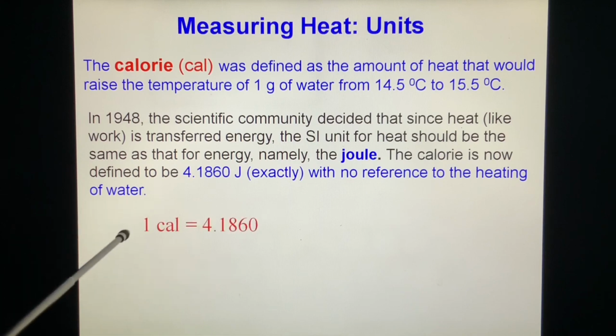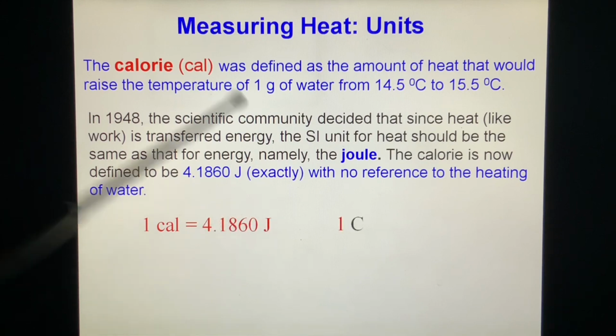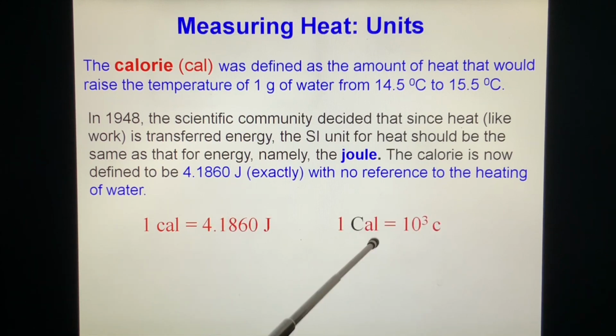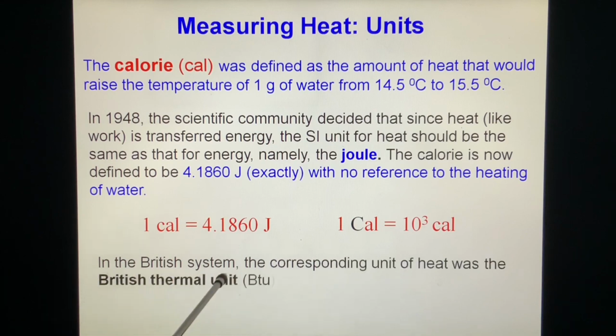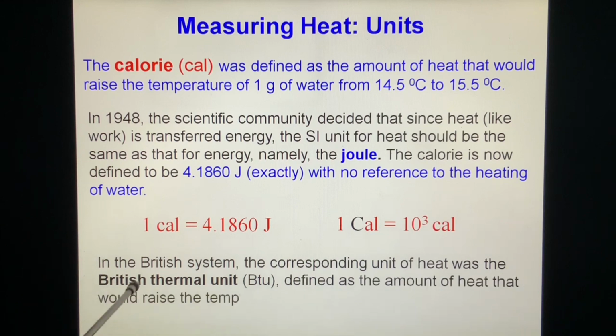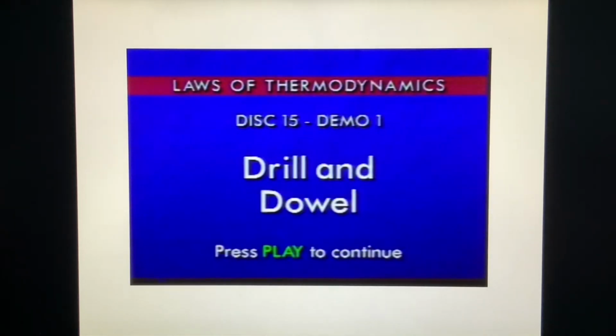1 calorie equals 4.186 joule exactly, and 1 capital K Calorie is a thousand calories. In the British system, the corresponding unit of heat was the British thermal unit, defined as the amount of heat that would raise the temperature of 1 pound of water from 63 degrees Fahrenheit to 64 degrees Fahrenheit.